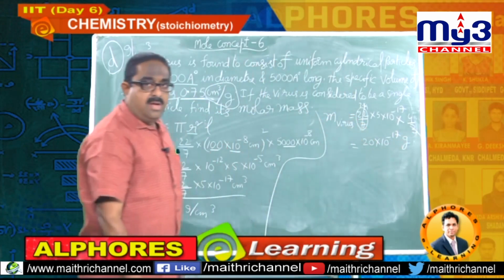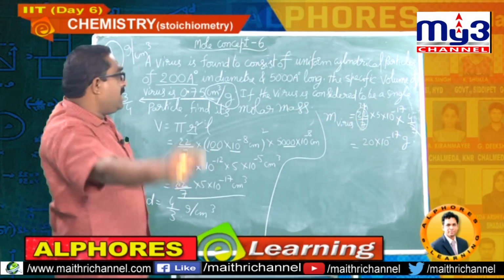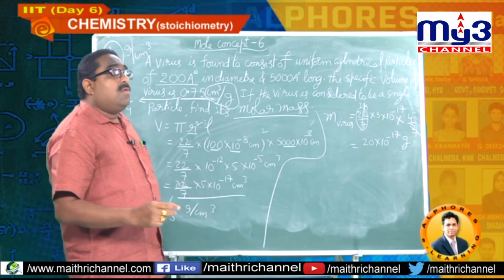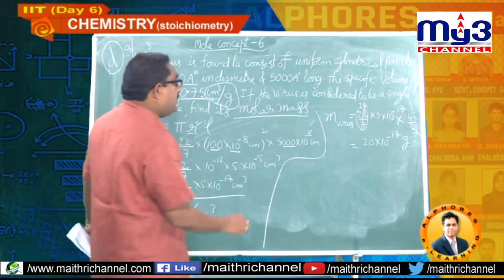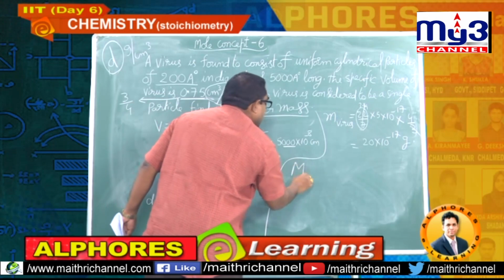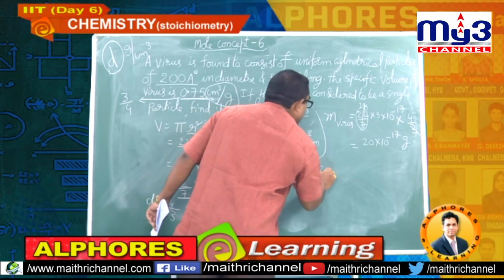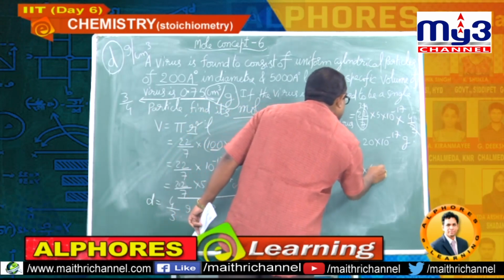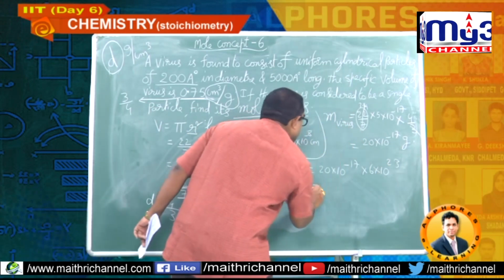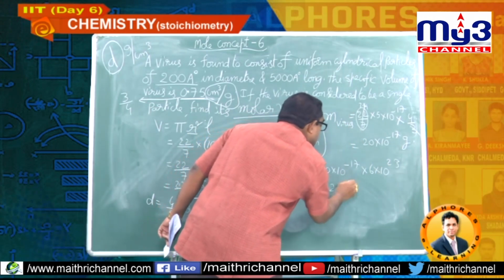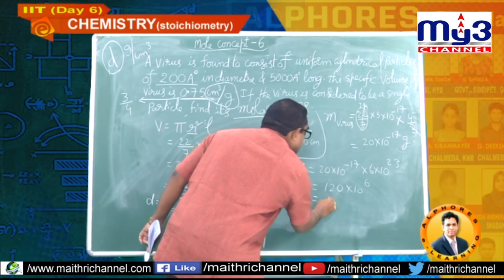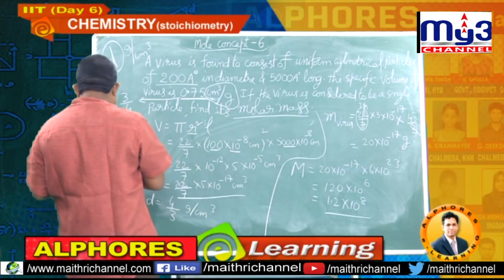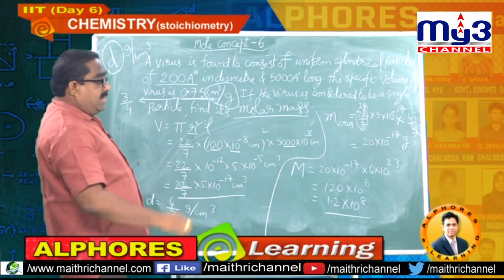This is the mass of one single virus particle, but he is asking you to calculate its molar mass. Means again we have to multiply that with the Avogadro number. So, molar mass of virus, capital M, is equal to 20 into 10 power minus 17 into 6 into 10 power 23. That is 120 into 10 power 6, that is 1.2 into 10 power 8. So, that will be the final answer.